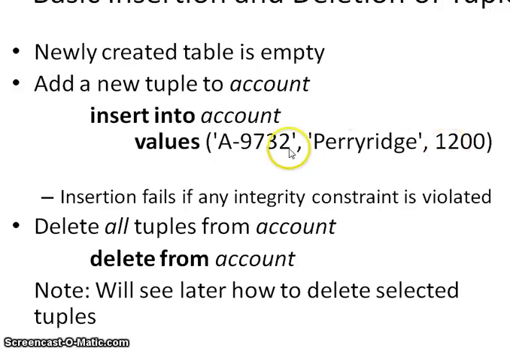See here, A-9732, this is a variable character, that's why here it is taken within quotes. Here is one more example, 1200, this is an integer, so that's why it is taken directly here. So this is the procedure for inserting the values into the table which you have created using the create command.